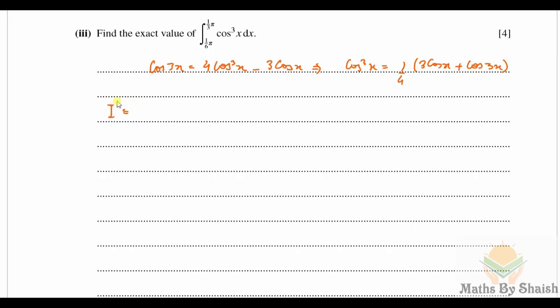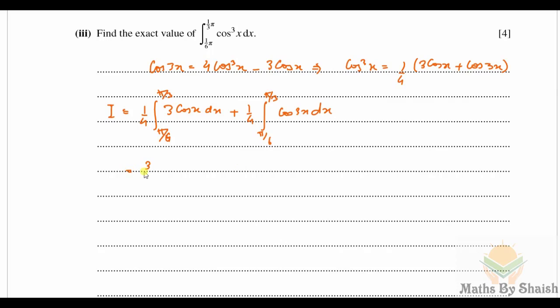I'll write I as 1 over 4 times integration of first function, that is going to be 3 cos x dx from pi by 6 to pi by 3, sorry, plus 1 over 4, because 1 over 4 is multiplied everywhere in both the terms. So it is going to be again from pi by 6 to pi by 3 and cos of 3x dx. So now it is going to be the integration.